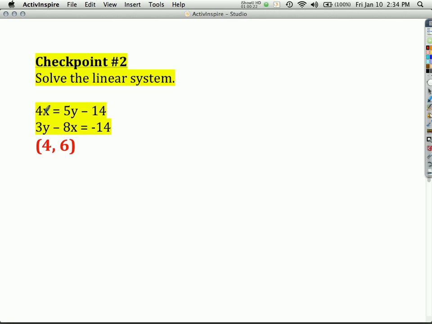So you had two choices. You could have rewritten the first one in standard form and then switched this one around. And here's what that looks like. 4x minus 5y equals negative 14. Negative 8x plus 3y equals negative 14.